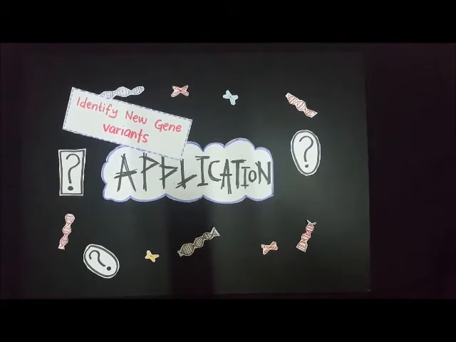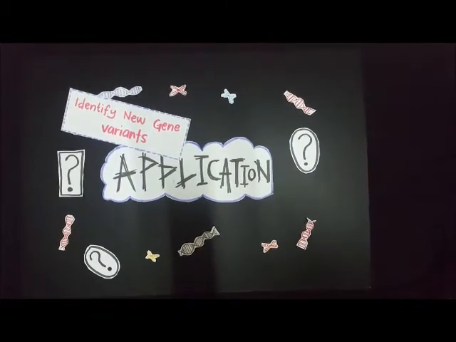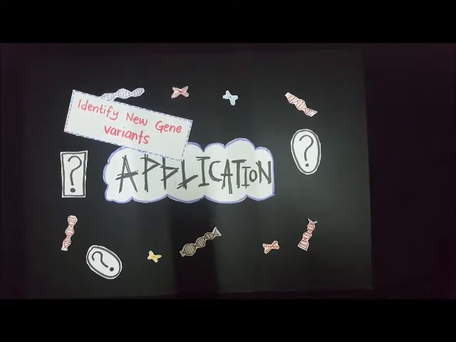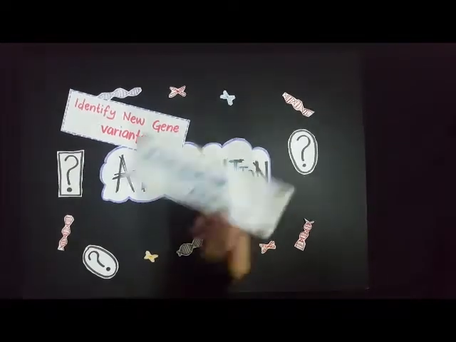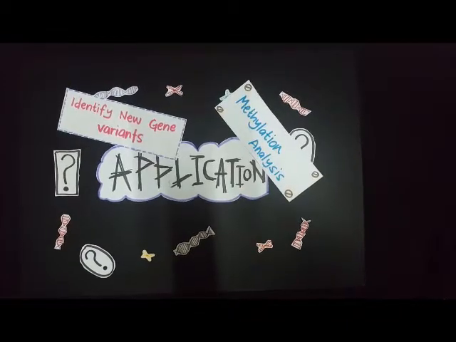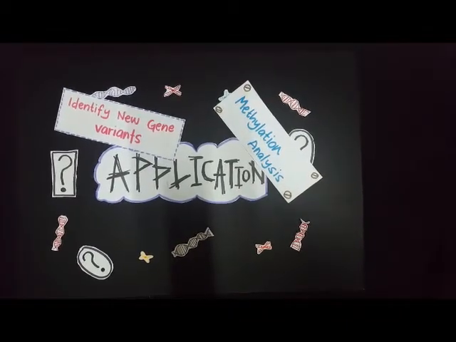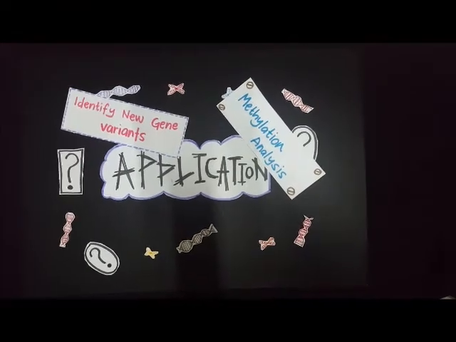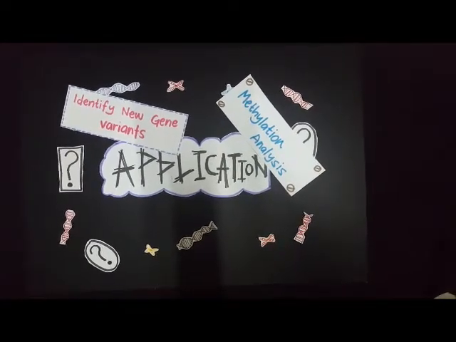The first one is to identify new gene variants. HRM analysis is an alternative to DHPLC sequencing for screening of new gene variants. The second one is methylation analysis. HRM can be used to detect methylation differences between genes. This is known as methylation-specific HRM.